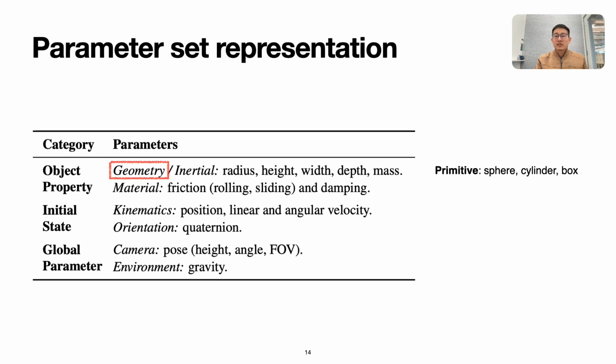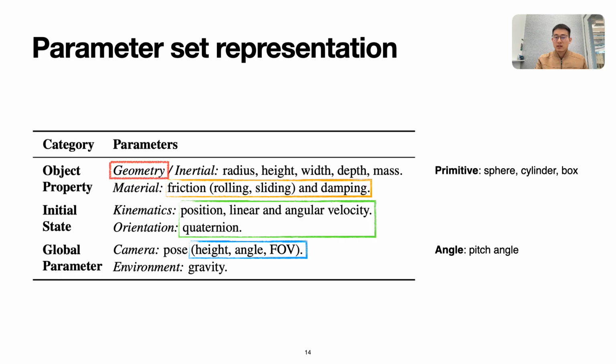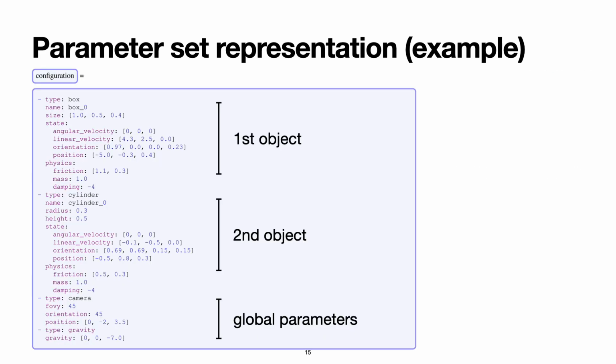The parameters that we consider include three primitive shapes like spheres, cylinders, and boxes. And then we focus on rolling and sliding friction and damping coefficient. We also have the 3D positions and velocities, the quaternion, but also the camera pose like height, pitch angle, and field of view. And finally, gravity, which serves like a scene-level parameter. So the model is going to generate a configuration like this, which is in a YAML format.